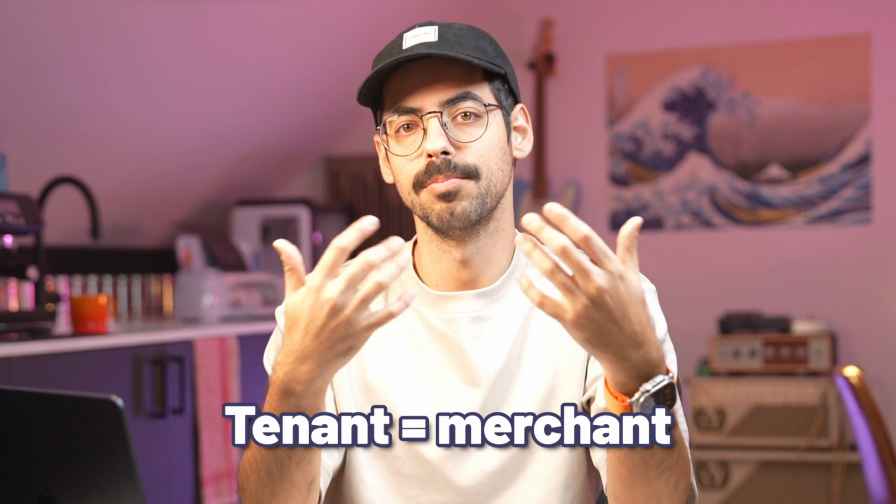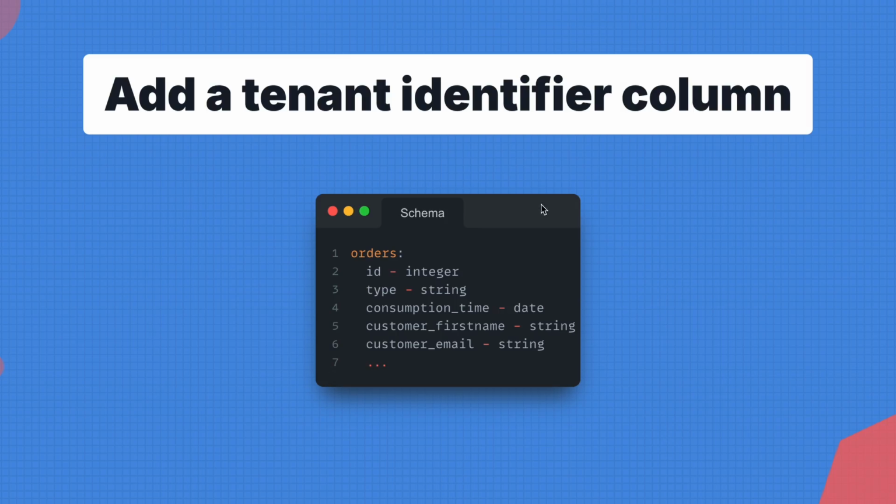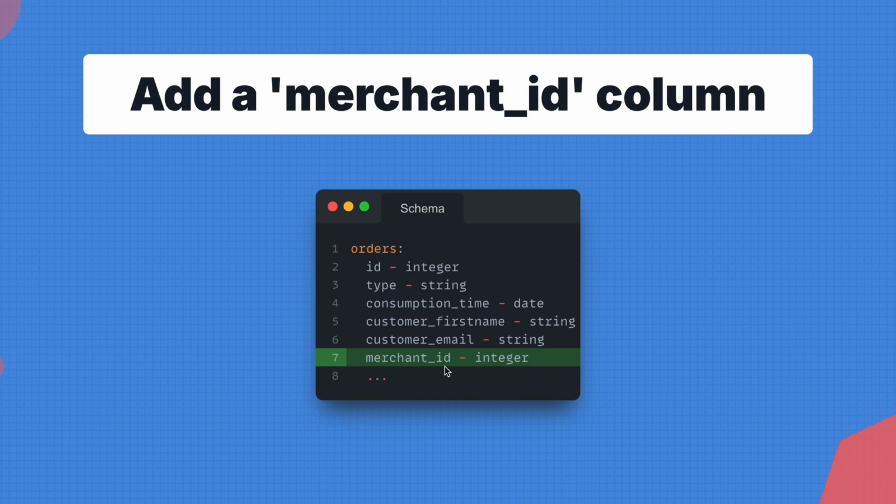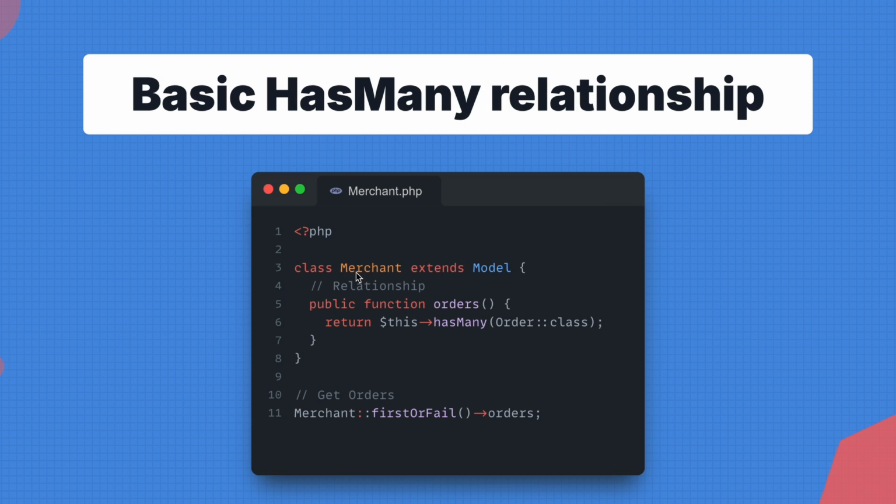In our single database setup, every table has to be linked to a specific tenant, or merchant in our case. So let's, for example, take a look at our orders table. We have an ID, which identifies the order, we have a type, we have a consumption time, and we have some customer information like the customer first name and the customer email. To be able to link this specific order to the right merchant, we introduced a merchant ID column. In our merchant model, we can then create a relationship and access the order on a merchant as follows.